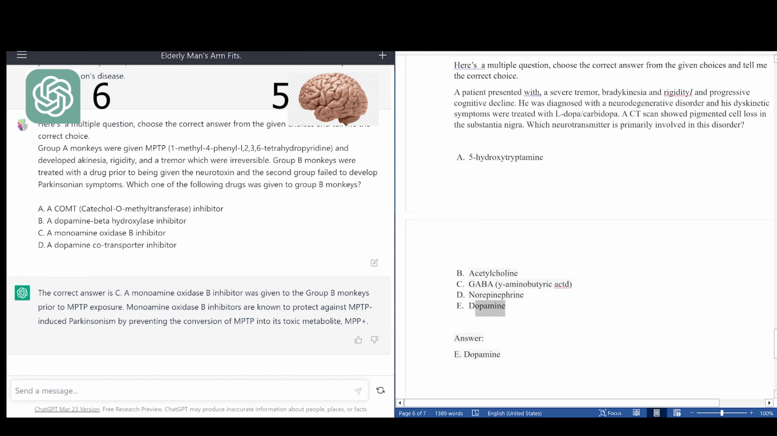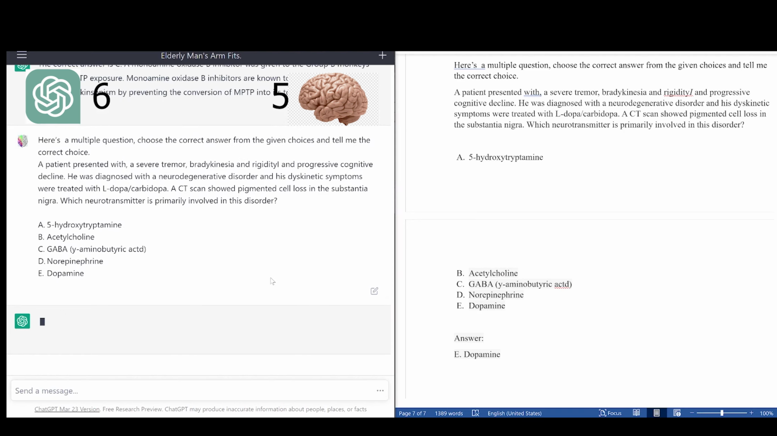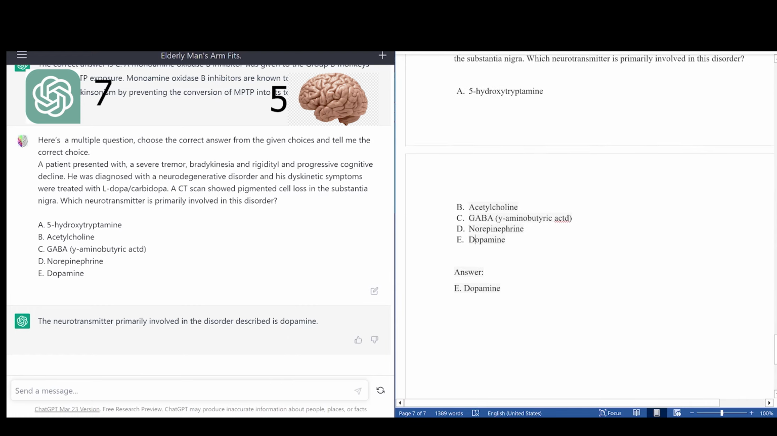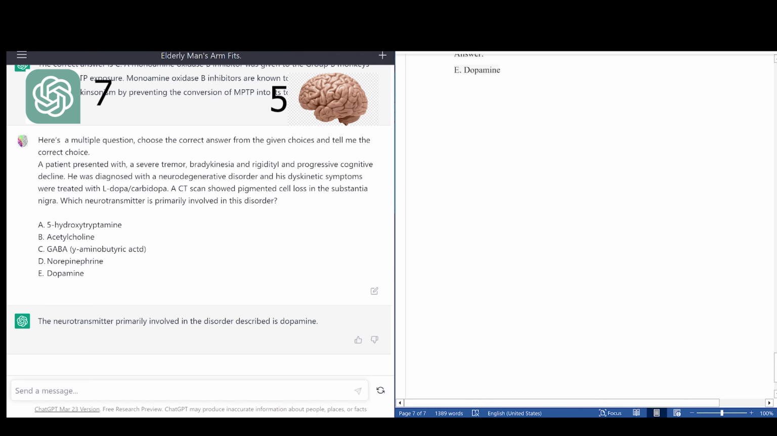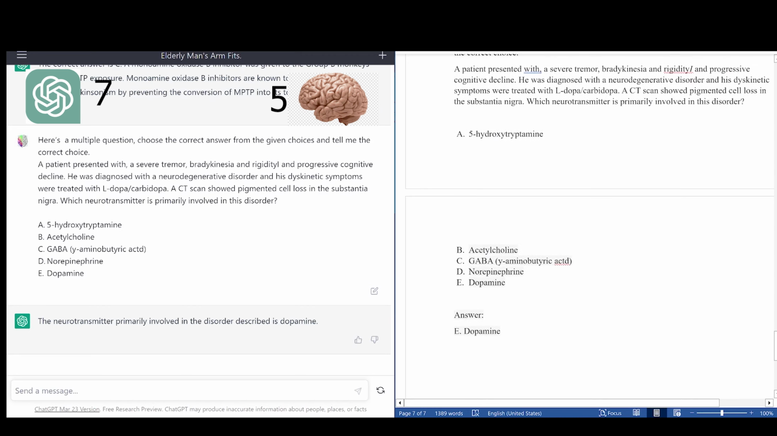Parkinson's is lack of dopamine, so I guess it's gonna be dopamine. Let's see what the answer is going to be. And the neurotransmitter primarily involved in the disorder described is dopamine. Okay, it says dopamine, E. And that's the correct answer. Well done, ChatGPT. And it was the end of the questions.